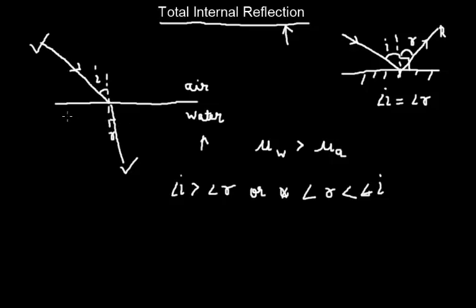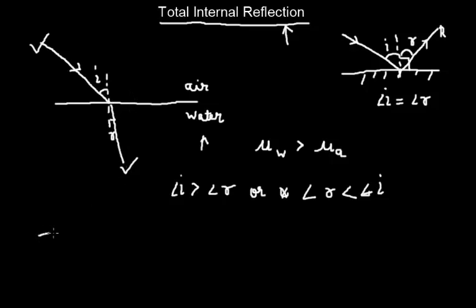This happens when a light ray enters from a rarer medium to a denser medium, and the reason behind this bending of light is the change in speed of light. When light enters from a rarer medium to a denser medium, the speed of light reduces. Like the speed of light in air is 3 times 10 to the power 8 meters per second. In water, it's 2 times 10 to the power 8 meters per second. It's lesser than the speed of light in air.